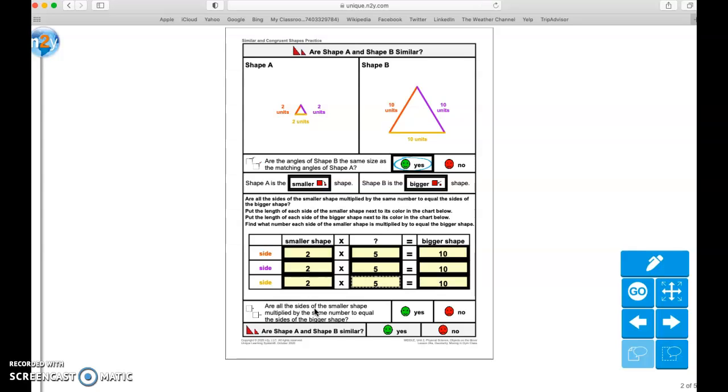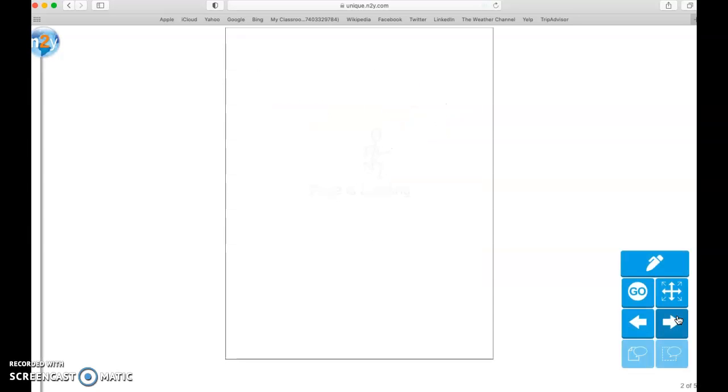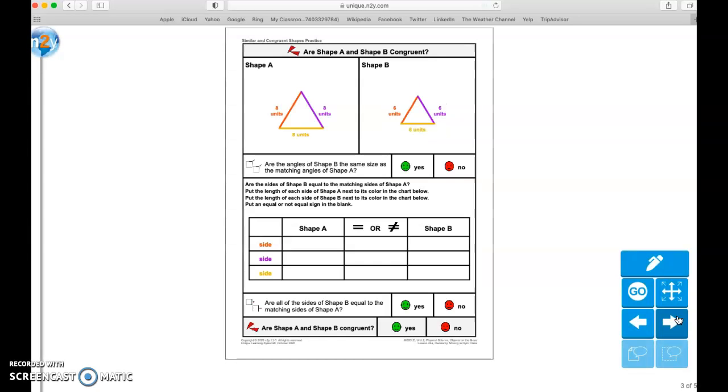Are all the sides of the smaller shape multiplied by the same number? So did we multiply all of these by the same number? Yes. So that means they are similar. All right. So are the angles all the same? Yes, the angles are the same.